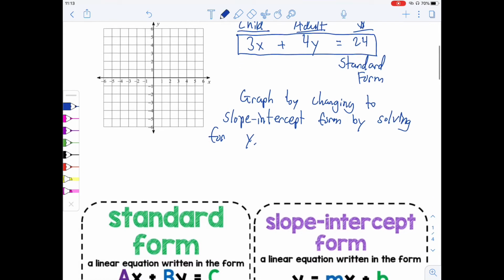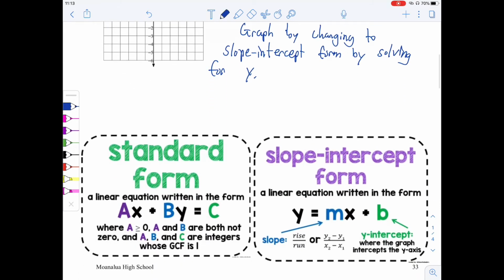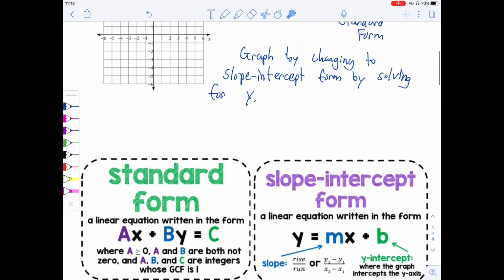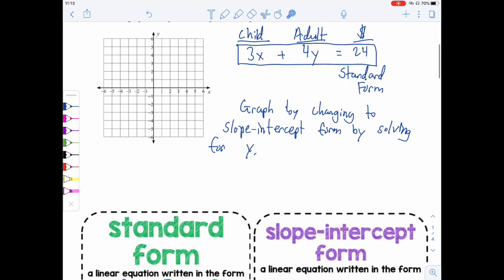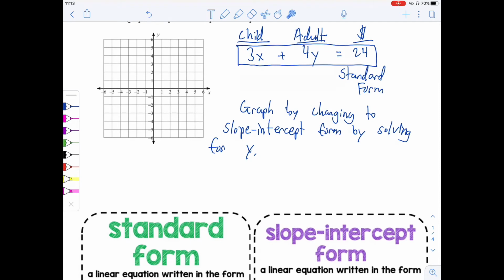Okay, so we're going to solve for y, right? So we have our standard form, ax plus by equals c. We have our slope-intercept form, y equals mx plus b, right? And we want to change it from this form into this form so that we can graph it a little bit easier on our graph. Okay, so we're going to take our equation, 3x plus 4y equals 24, and we're going to solve for y.